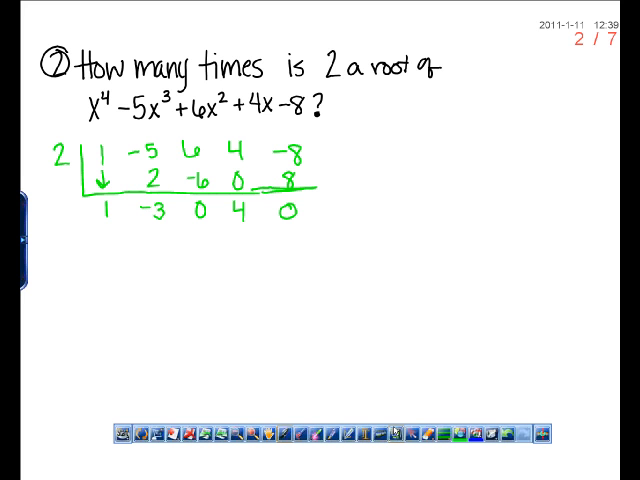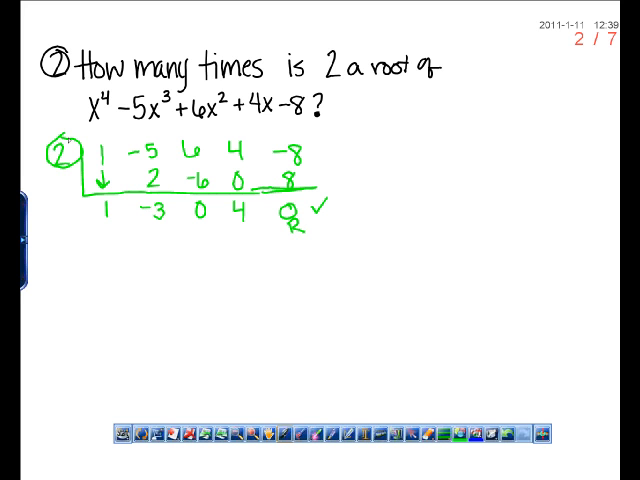So is 2 a root? Yeah, how do we know? Yeah, this remainder is 0. So that means 2 is a root. But we said that this question implies that 2 may be a root more than once, right? So let's try this again.